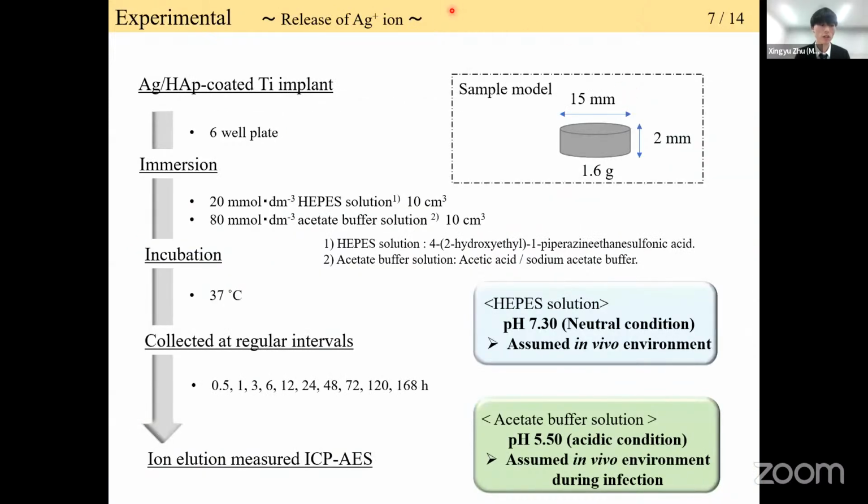Next, silver ion elution tests were conducted. The samples were immersed in HEPES and acetate buffer solution, respectively, to simulate the in vivo environment and the in vivo environment at the time of infection. And the solution was collected after a certain time.